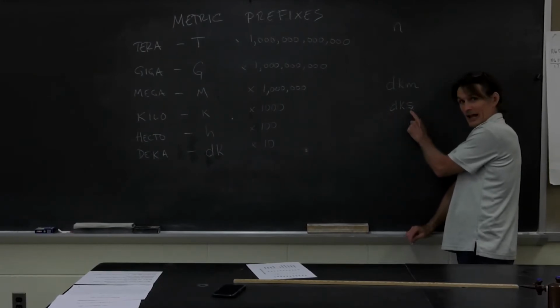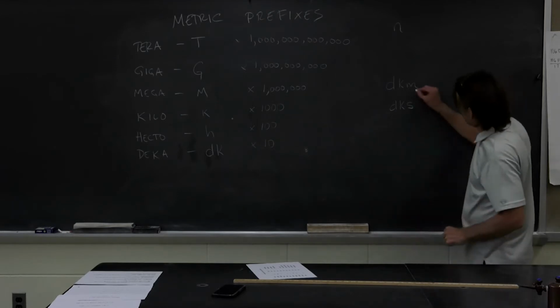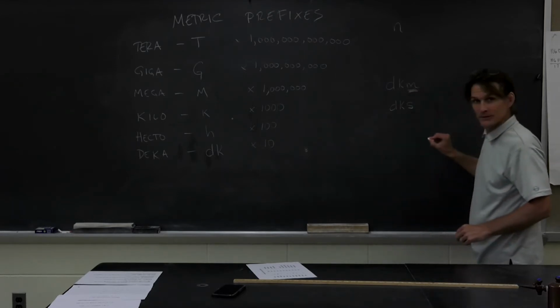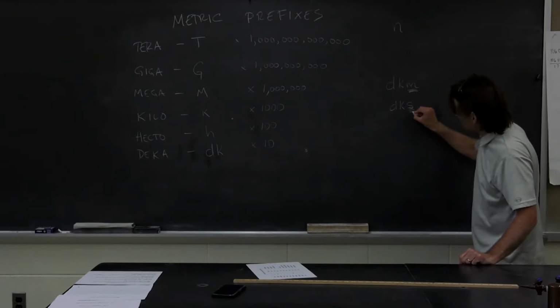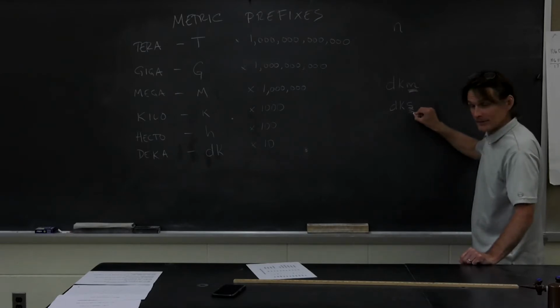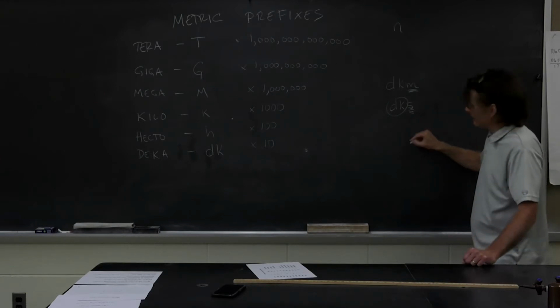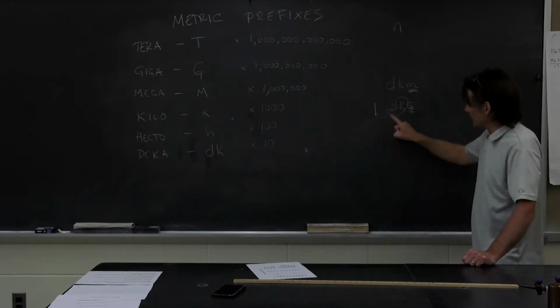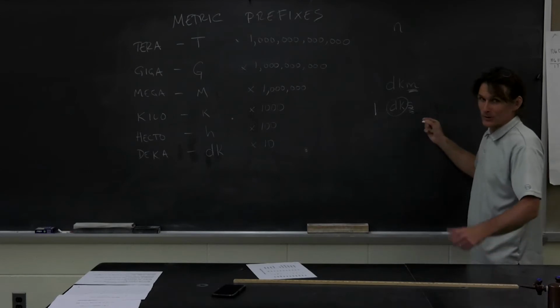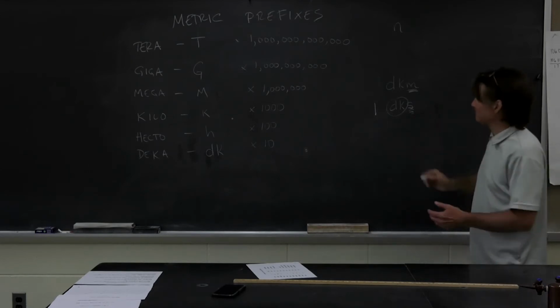This part, the last letter, always tells you what it is that you're measuring. This tells me I'm measuring a meter. This tells me I'm measuring a second. This tells me 10 seconds. That's how long the time is. And so if I would write that, that would mean 10 seconds, or 1 decasecond. It's the same thing.